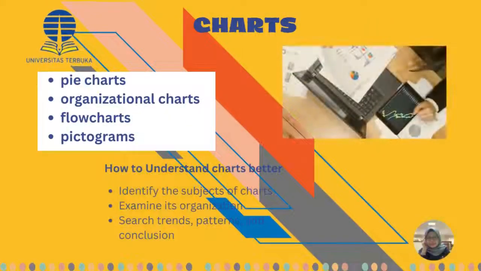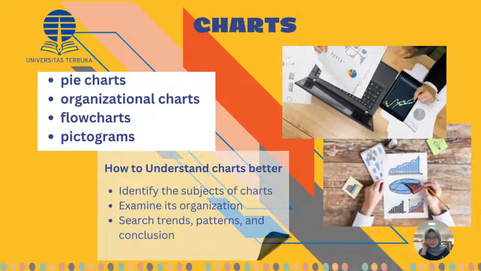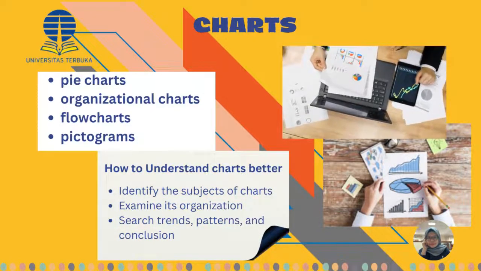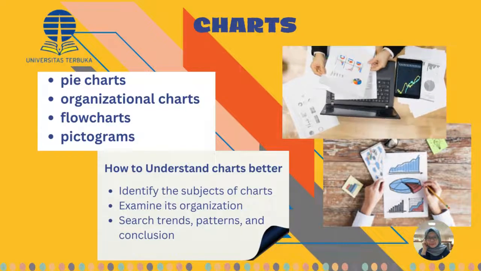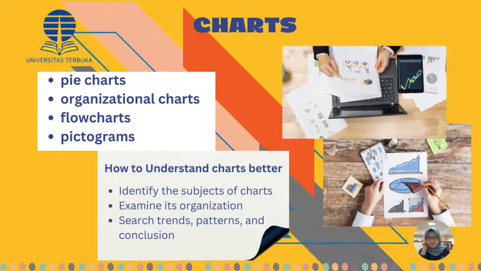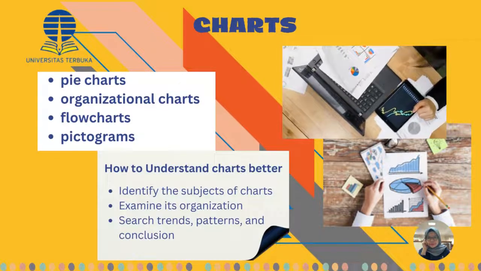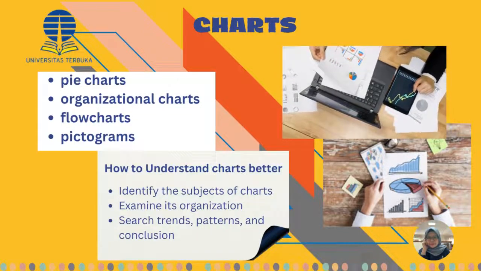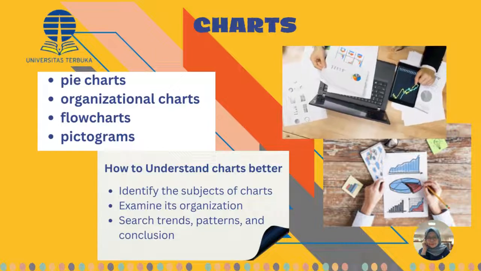There are many varieties of charts, namely pie charts to show whole or part relationships. Organizational charts show how companies are organized. Flow charts show how processes are presented. And pictograms, simple drawings to show part or whole relationships.